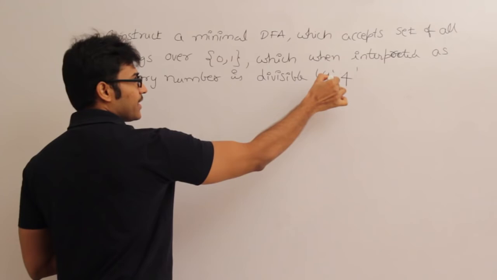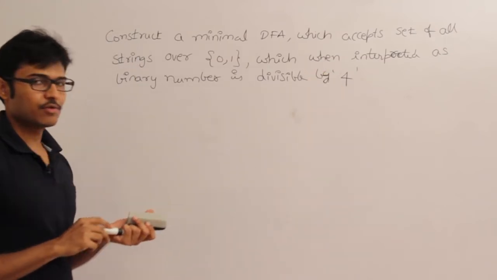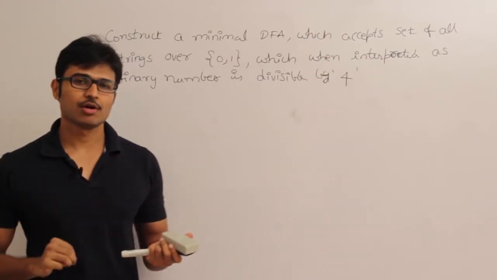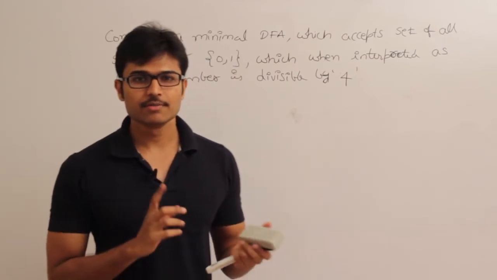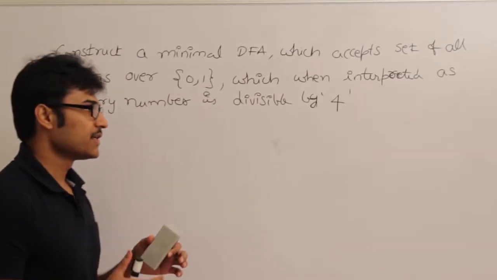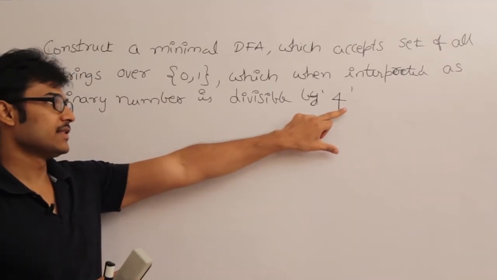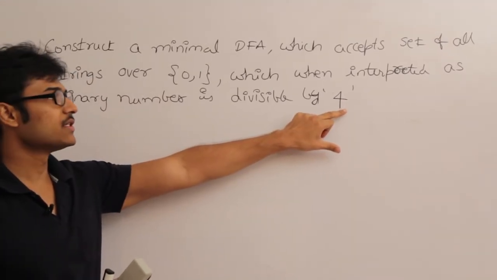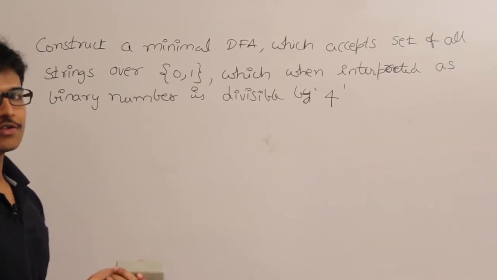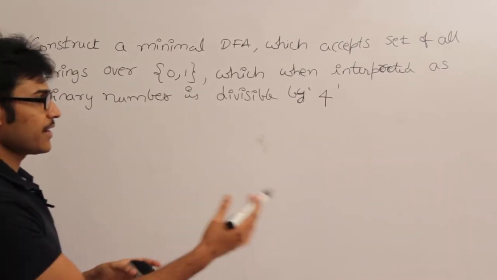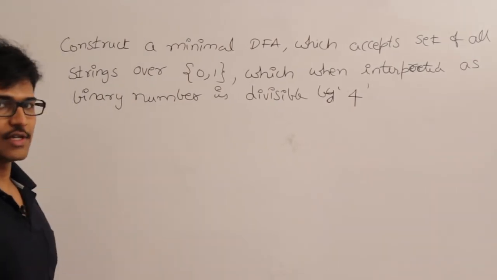We have already seen that if the problem is about divisibility by 3, we have 3 states. If it is about divisibility by 2, we have 2 states. If the problem is divisible by n, we have n states. In this particular case the problem is divisible by 4, therefore I think we should have 4 states. I am not going to go the direct method. We shall use the shortcut which I have discussed.